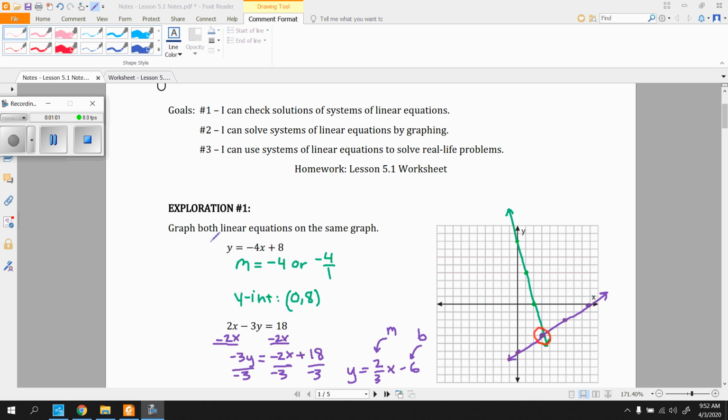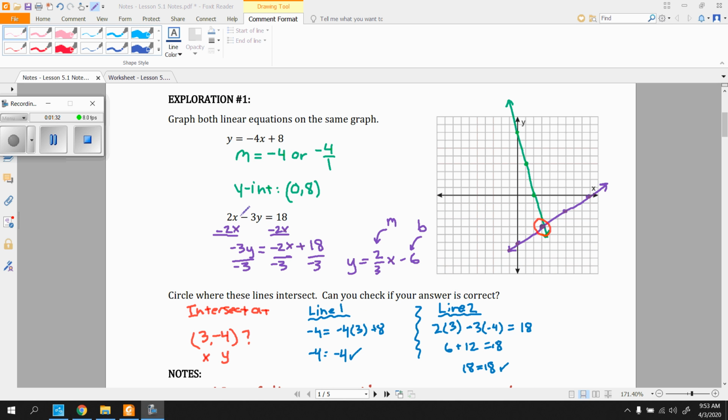Graphing equations on the same plane. Here's one in slope-intercept form. We've seen so much of this year: if I have the y by itself, we can look at it and see there's my slope and there's my y-intercept. So to graph it, I started at 0, 8, and used my slope, going down 4 over 1, down 4 over 1, down 4 over 1.